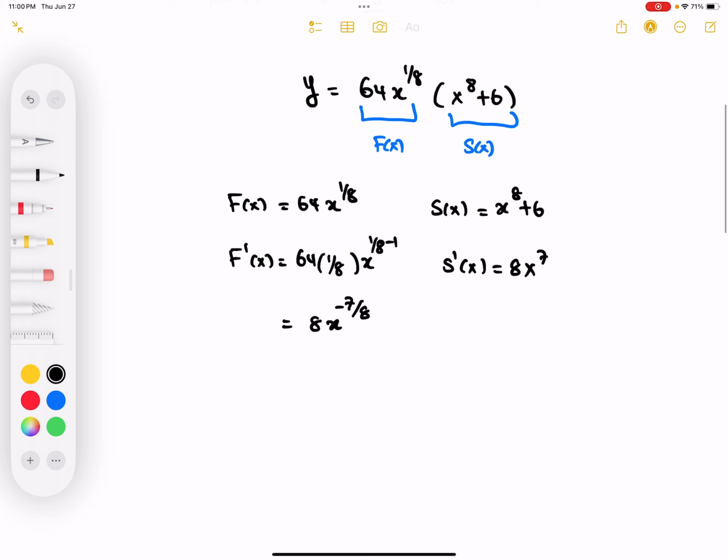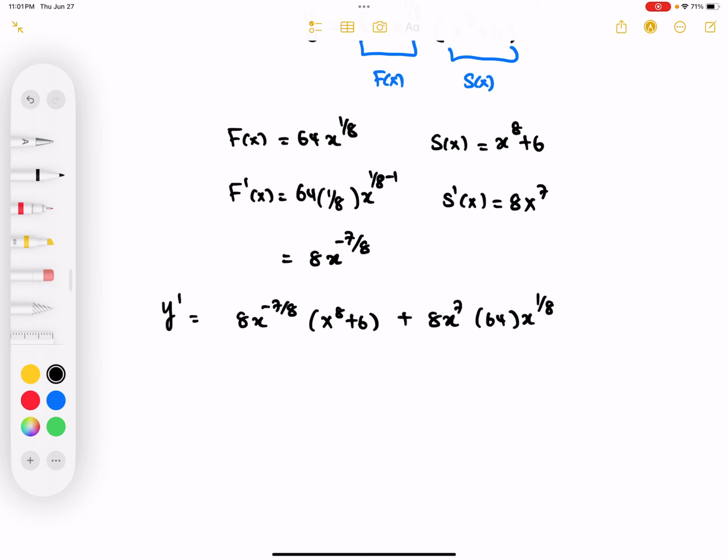Now, according to the product rule, the derivative of the first one times the second one, and so on and so forth. Swapping the terms, don't be confused. They are the same thing. It doesn't change anything. So it is 8x^(-7/8) multiplied by x^8 plus 6, plus the second one, 8x^7 multiplied by 64x^(1/8).